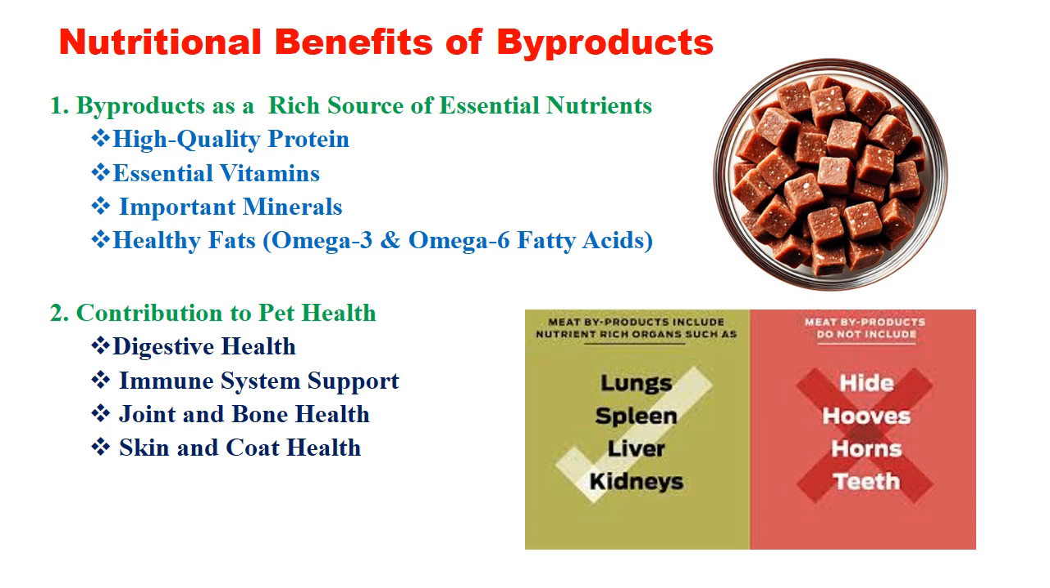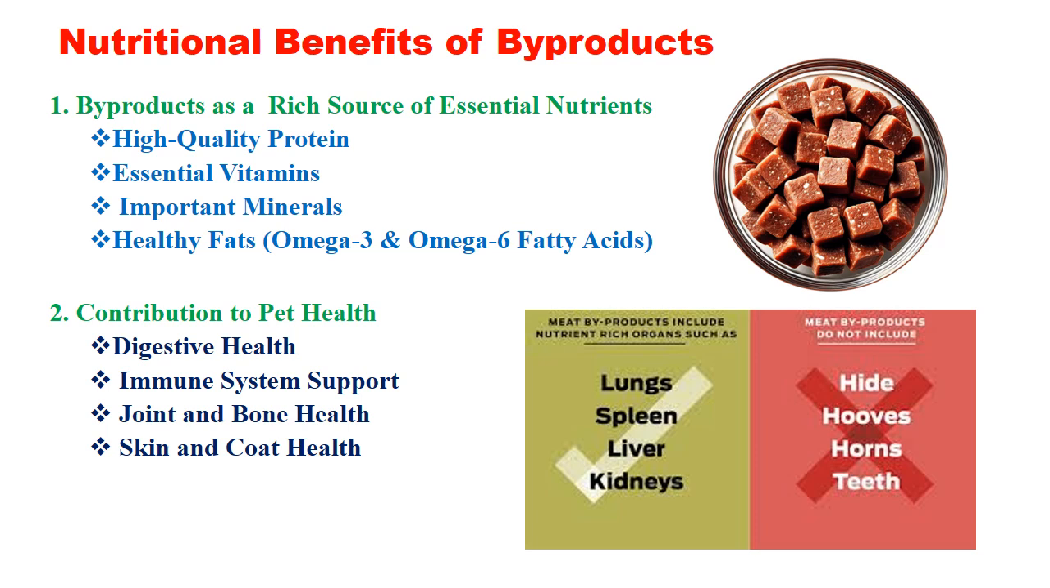As we have discussed in the earlier lecture about the nutritional basis for pet foods, byproducts are a rich source of essential nutrients. We have discussed the high quality protein from animal origin byproducts, essential vitamins, important minerals and healthy fats, especially omega-3 and omega-6 fatty acids. These are very important nutritional requirements, and byproducts are a very good source of them.